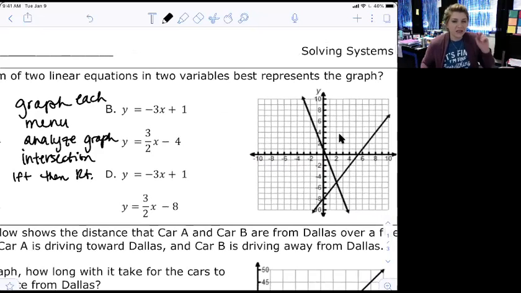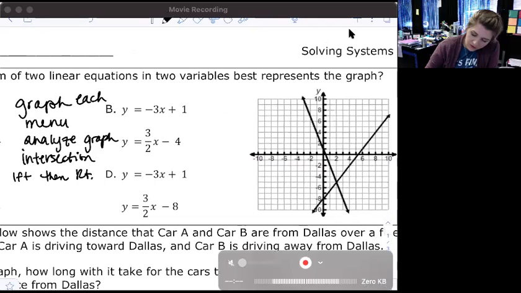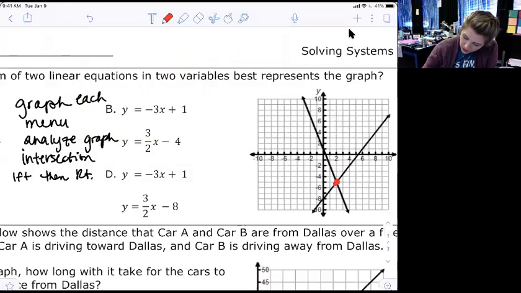You know it's a system because it's two lines and they intersect. How many solutions does this system have? Any? How many solutions does this system have? Look at your picture. One solution. Very good. So if I come over here, I'm going to go ahead and put a dot where my solution is. I'm going to draw a line to it. Now, what would be the coordinates of this point right here?